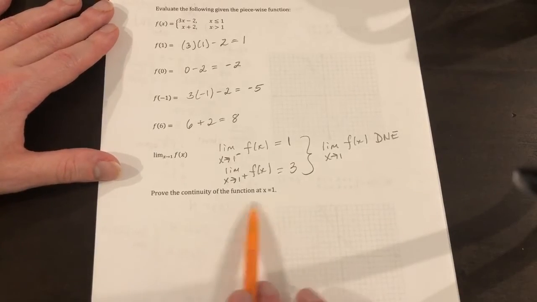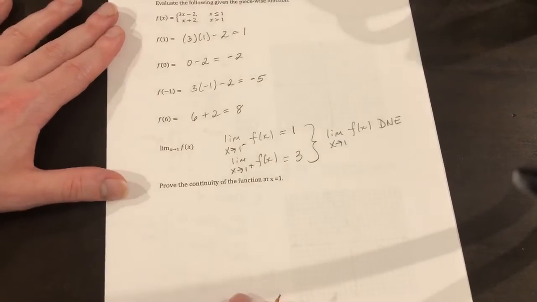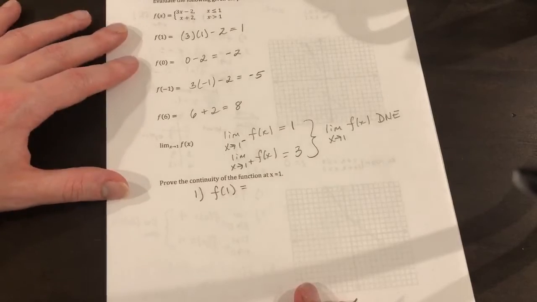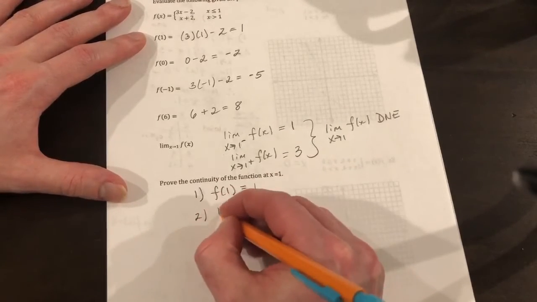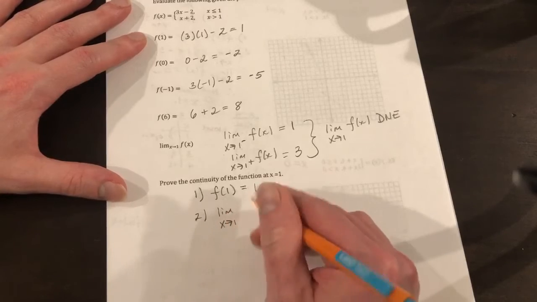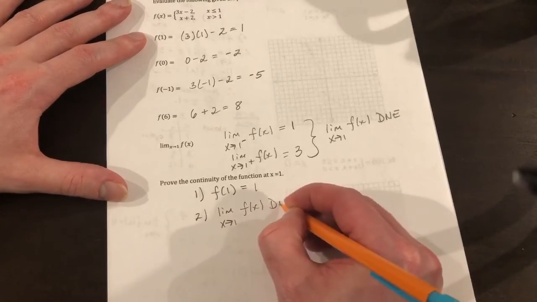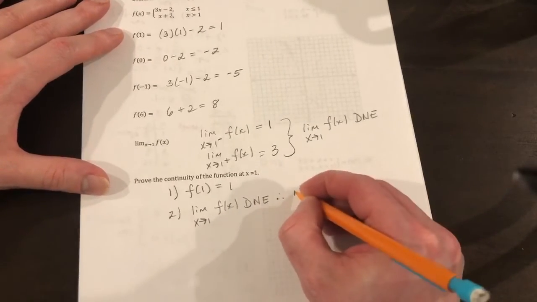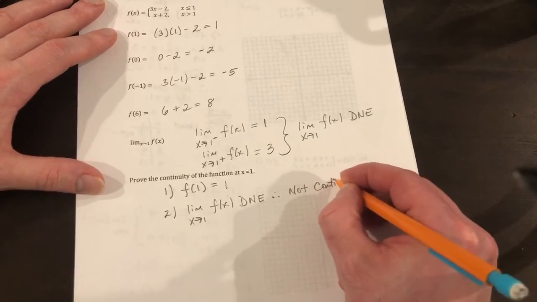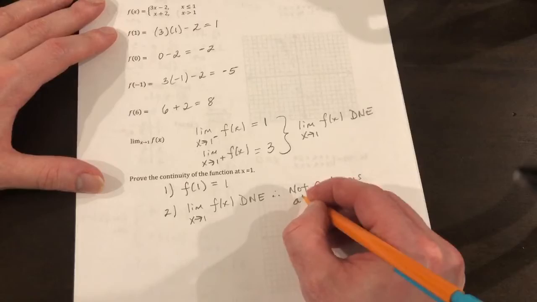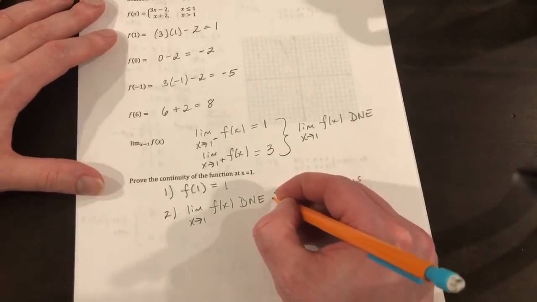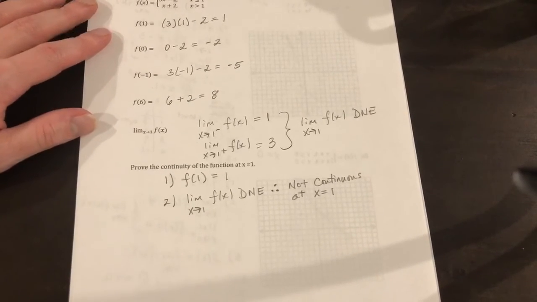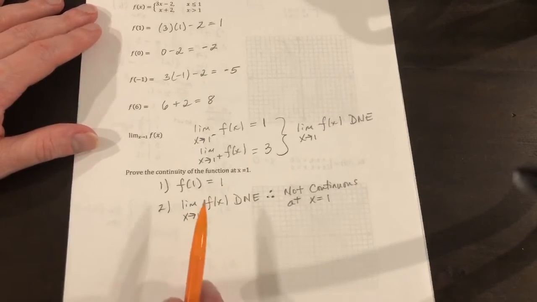Now I'm going to prove the continuity of the function at x is equal to 1. So I'm going to go through the 3 steps that we learned earlier. So step 1, f of 1 is equal to, we said, 1. Step 2, the limit as x approaches 1 of f of x does not exist. Okay, because we just did that up there. Therefore, not continuous at x is equal to 1. Okay, so therefore is the 3 dots. I don't know if you've ever seen that before. Okay, so we didn't have to go through the third step because the second step was violated.